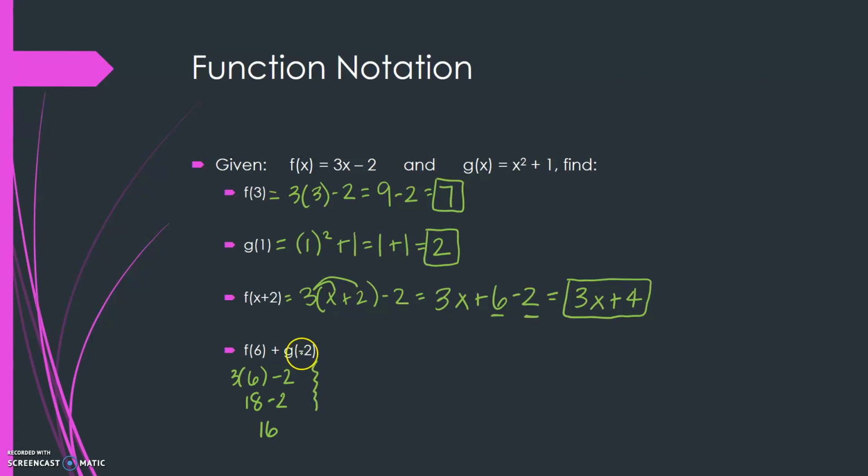Then over here I've got g of negative 2. So I'm going to plug in negative 2 squared plus 1. Negative 2 squared is the same as negative 2 times negative 2, which is a positive 4. And 4 plus 1 is 5. 16 plus 5, 21. So f of 6 plus g of negative 2 is 21.